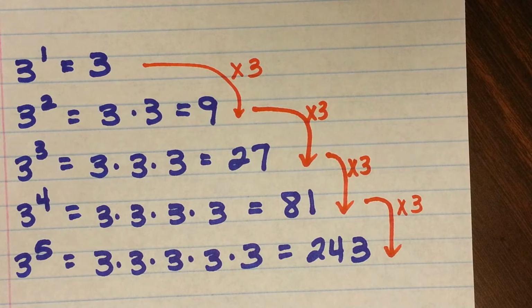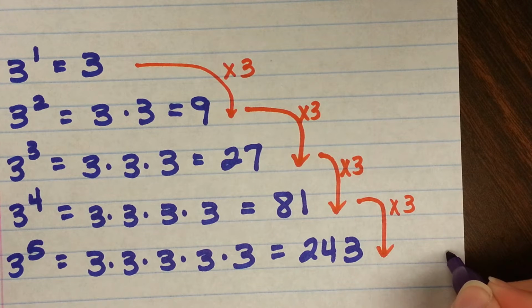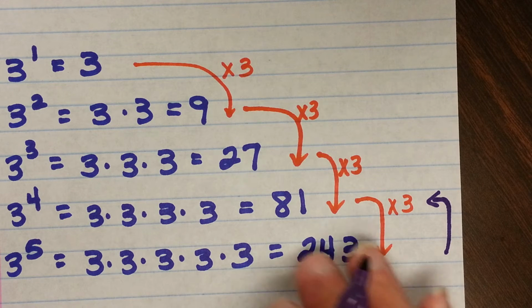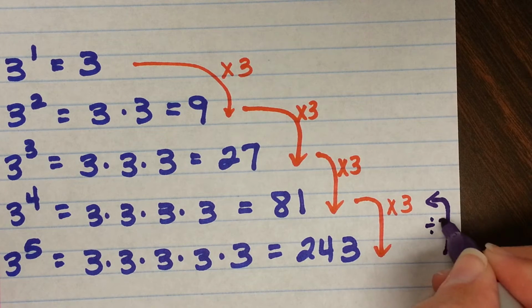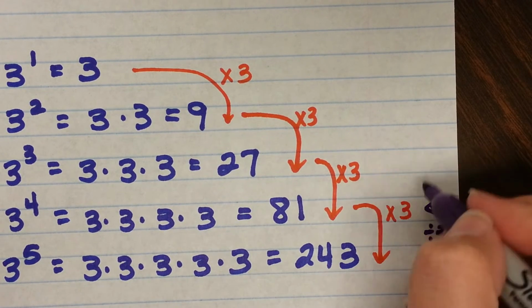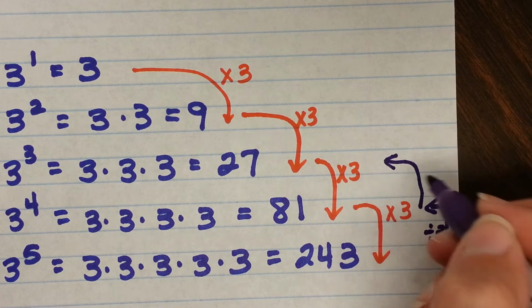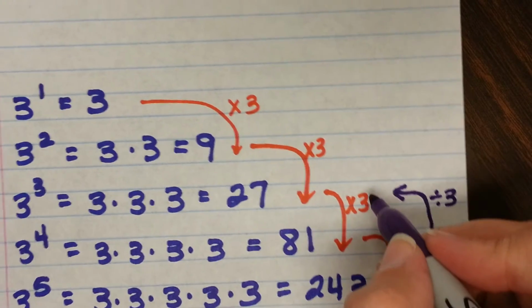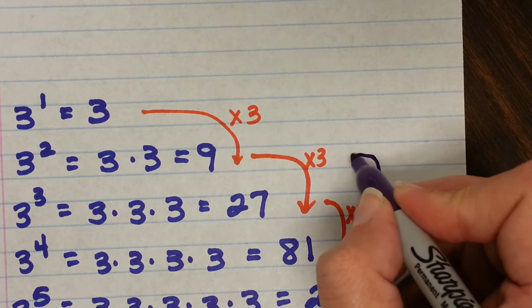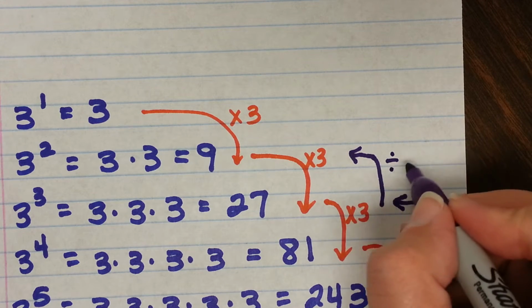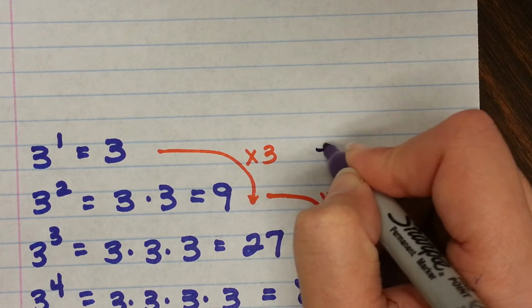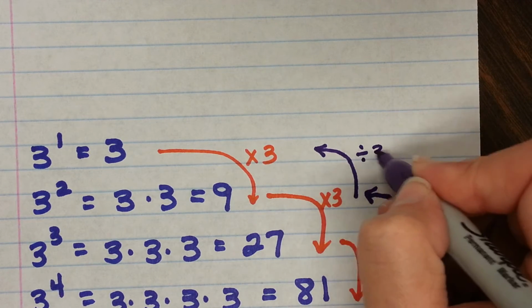Do we notice any other patterns? What if I started at 243 and wanted to work backwards to the 81? How did I get from 243 to 81? I divided by 3. How did I get from 81 back to 27? I divided by 3. And from 27 back to 9, I would divide by 3. And if I was at 9, to get back to 3, I would divide by 3.